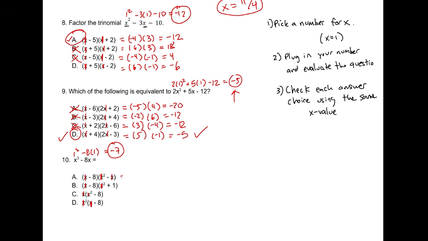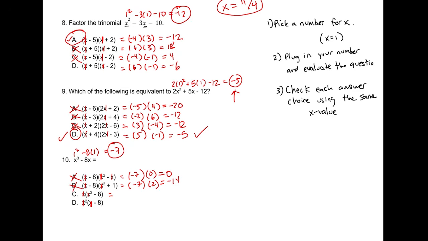So A would be 1 minus 8 is negative 7. And then 1 minus 1 is 0. So anything times 0 is 0, so it's not going to be A. Letter B says, let's see, we've got negative 7, 1 minus 8 there. And then 1 plus 1 is 2. So negative 7 times 2 is negative 14. No, that's not going to work.